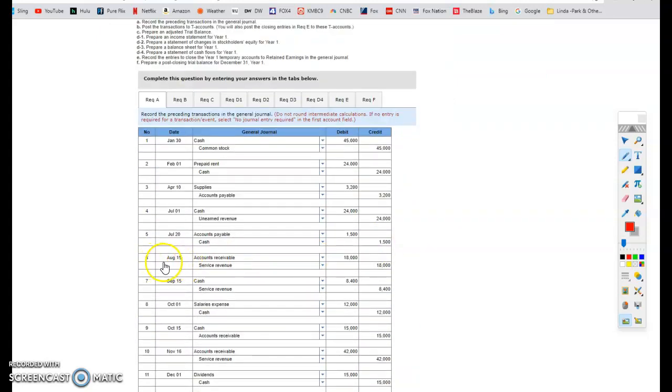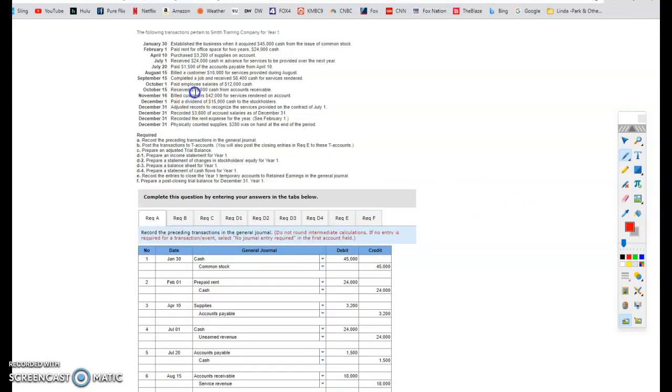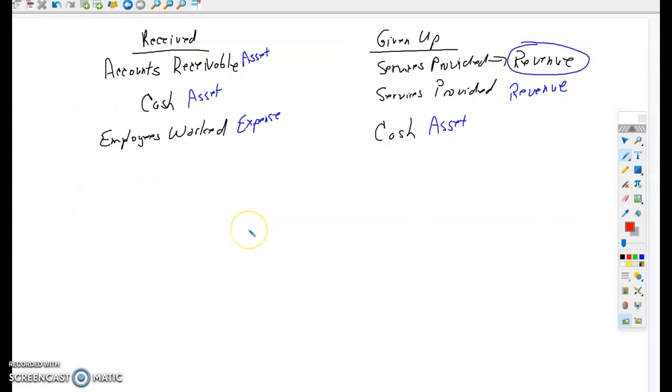So let's kind of go back here. On the 15th, we provided services on account. And of that $18,000 of accounts receivable, we're going to collect $15,000 of it. So we are receiving cash. We are receiving cash, and what we gave up is a decrease in our receivable.